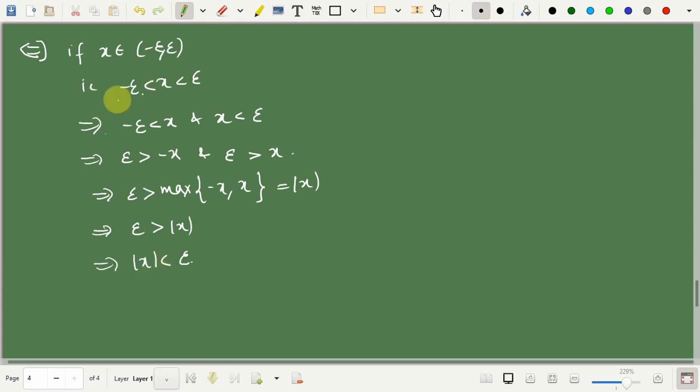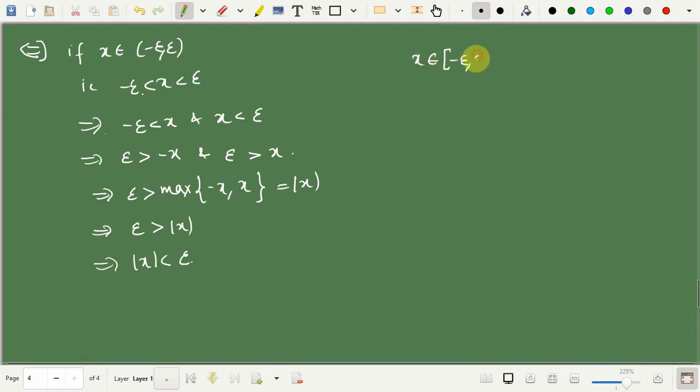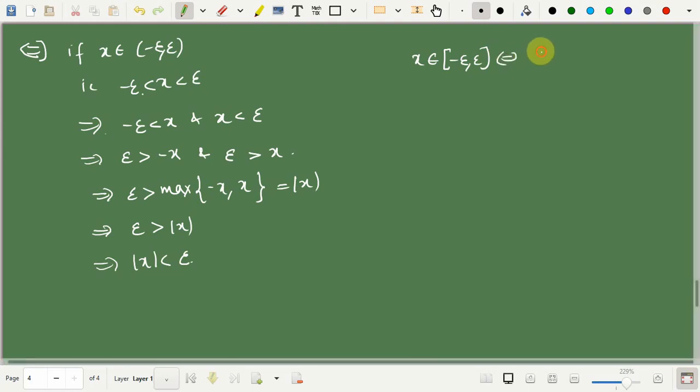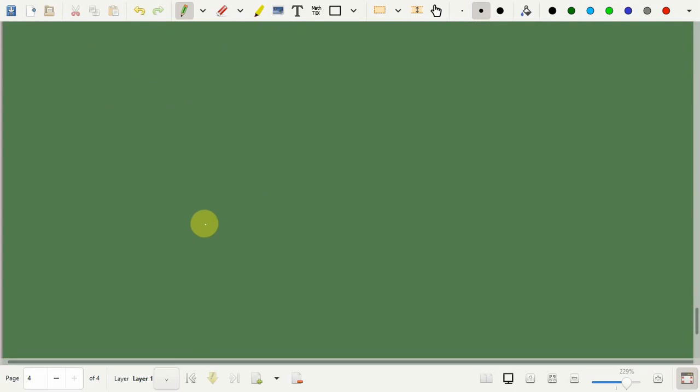So, the same result: if equality is considered here, then instead of an open interval we would have a closed interval. So the result would be modified in this way: x belongs to minus epsilon comma epsilon if and only if mod of x is less than or equal to epsilon. This is a very important result we use most of the time when we deal with modulus.